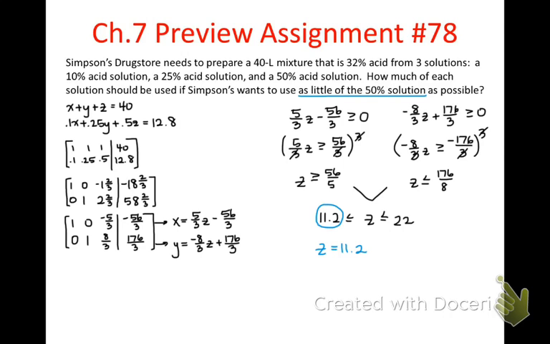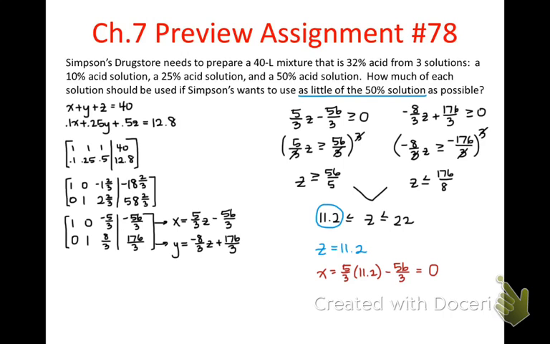Okay, how can I find x and y then? Just plug it in to these equations, right? So x is going to equal 5/3 of my 11.2 plus or minus 56/3. That actually gives you 0. Yep, we're not going to use any of the 10% solution. Sorry.